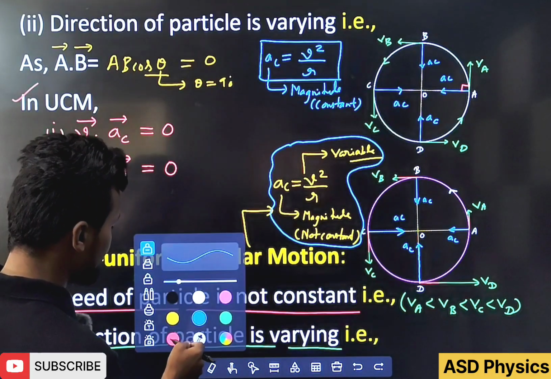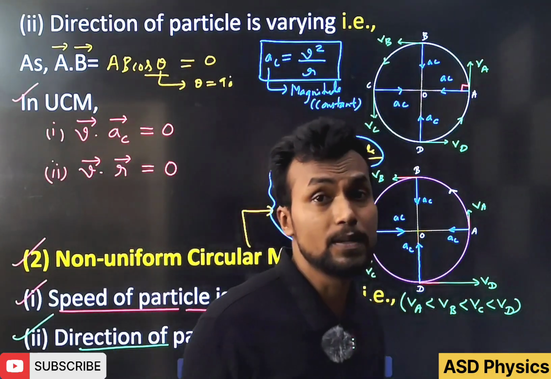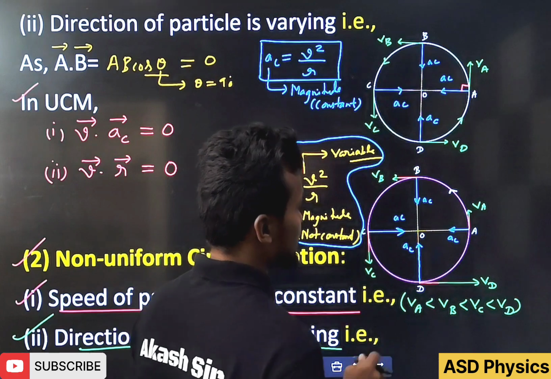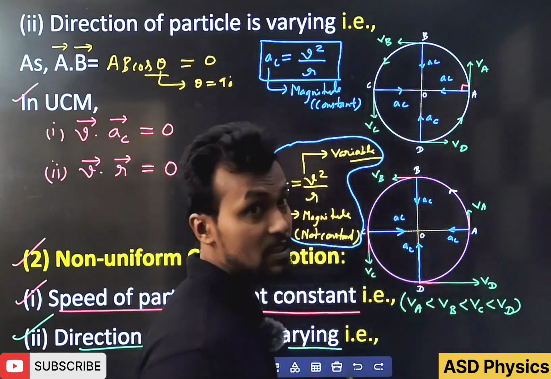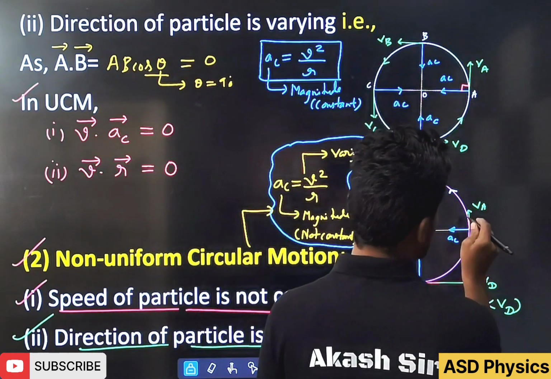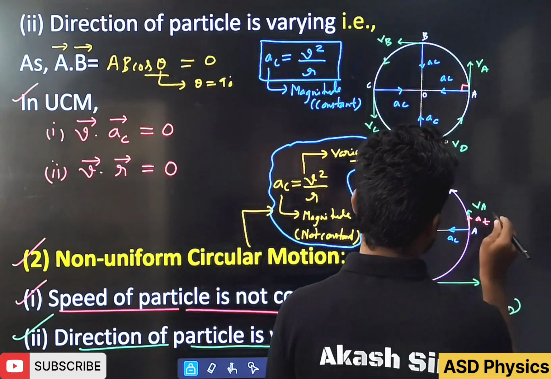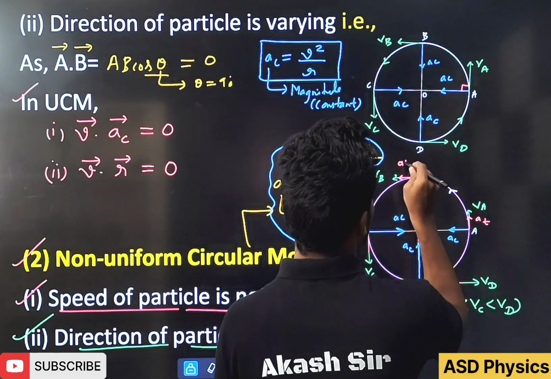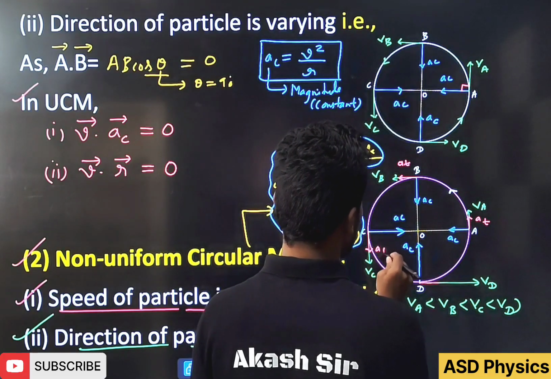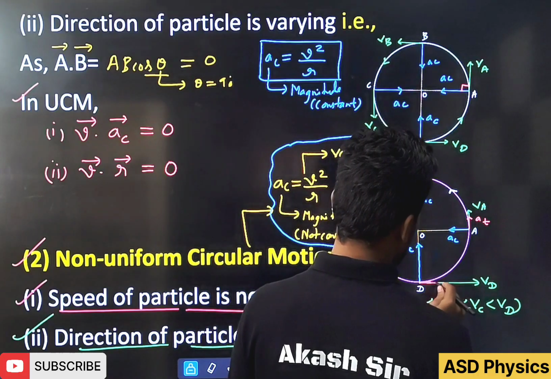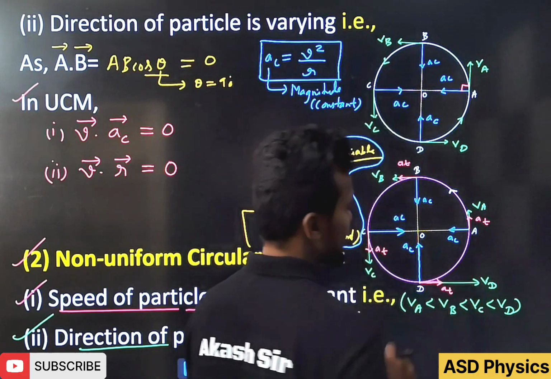Now after that, as the speed keeps on changing, there will be a tangential acceleration acting along the direction of increasing velocity. In our next video I will cover this, but remember that this tangential acceleration will act in the direction of the velocity.